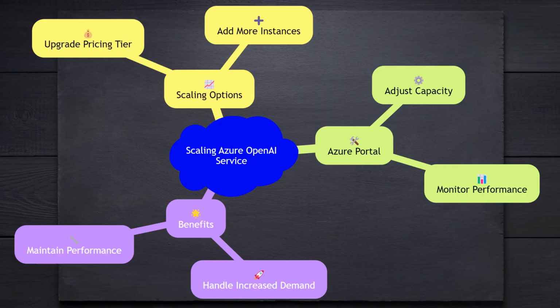As your application grows, you may need to scale your Azure OpenAI service resource to handle increased demand. Azure makes it easy to scale your resources, either by upgrading to a higher pricing tier or by adding more instances. The Azure portal provides options for scaling, allowing you to adjust the capacity of your service based on your needs. Proper scaling ensures that your application can handle more requests and maintain performance.